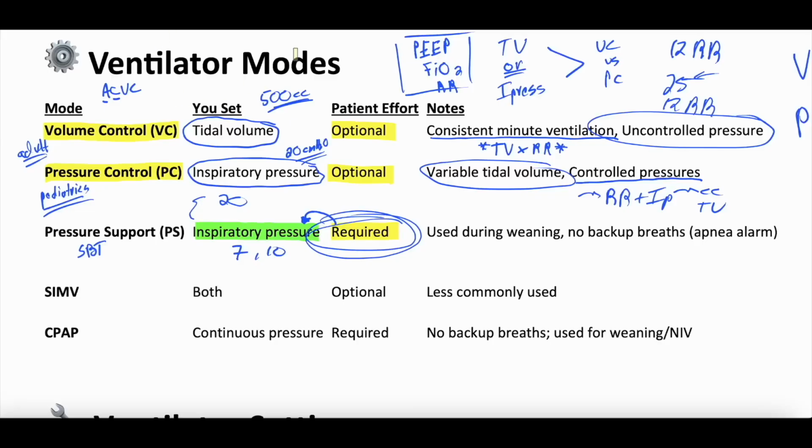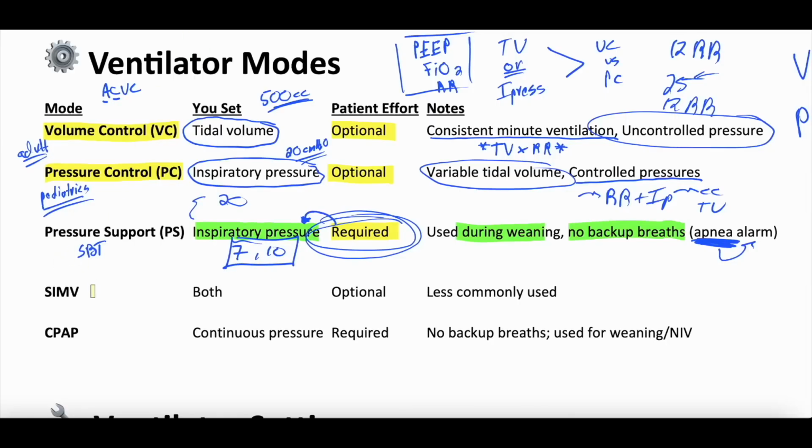So we use pressure support during weaning trials because there are no backup breaths. The patient is taking their own breaths, and the ventilator will not give them breaths unless they're apneic and not breathing, in which case the ventilator will alarm, and there's usually a backup apnea rate. The ventilator won't just let them not breathe and have something horrible happen, but that's an apnea backup alarm. Otherwise, in pressure support or a spontaneous breathing trial, the patient has to take those breaths on their own, but they do get a little inspiratory pressure support. And again, we can set this at the bedside.